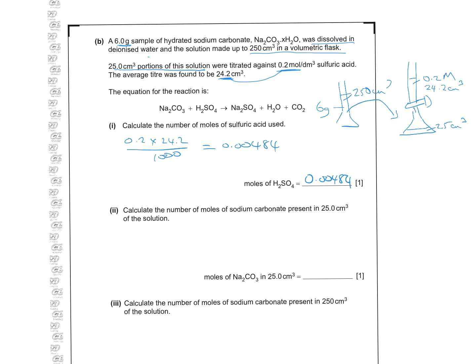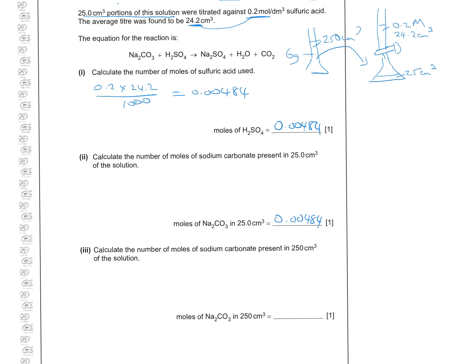Now on to part 2. Calculate the number of moles of sodium carbonate present in the 25 cubic centimeter solution. For this we use the equation, and you can see that it's a 1-to-1 ratio. So they're going to be the same number of moles as the sulfuric acid.